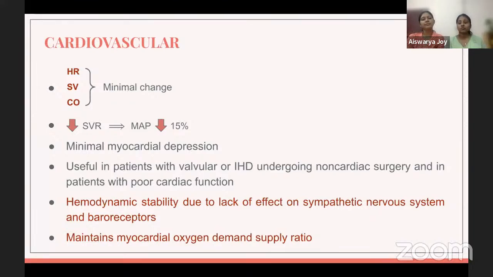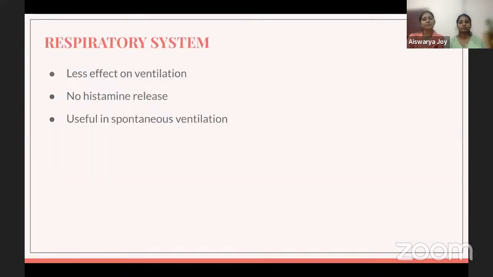Hemodynamic stability is due to its lack of effect on the sympathetic nervous system and baroreceptors, and it maintains the myocardial oxygen demand supply ratio. Coming to its effect on the respiratory system, it has less effect on ventilation, and it does not cause histamine release. So it's useful in maintaining spontaneous ventilation.